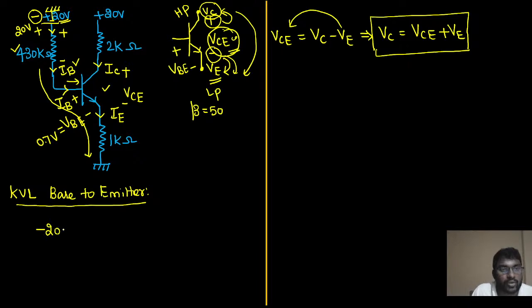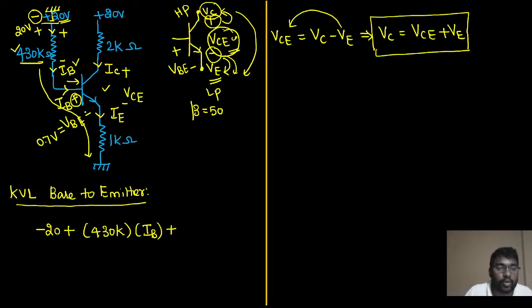See there, -20 voltage plus. What is the voltage drop across the 430 kilo ohm? Value of the resistor is 430k into the current flowing through it. What is it called? Base current IB. This is our actual target. Plus, let us continue. Next, who comes here?